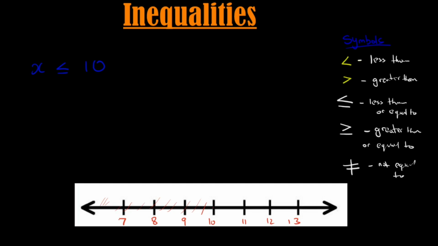To represent that on the number line, we normally use a shaded circle, which means that the value is included. So whatever x is, it can be 10 and it can be less than 10. We're going to draw an arrow to the left to show that the value of x can be 10 or less than 10. It's a shaded circle because it is less than or equal to, and our arrow will point to the left because we want to make the inequality true.